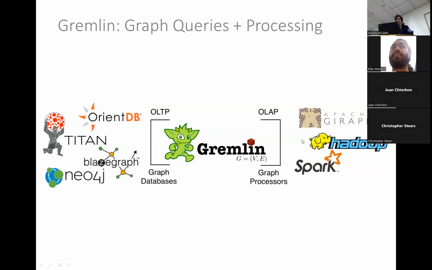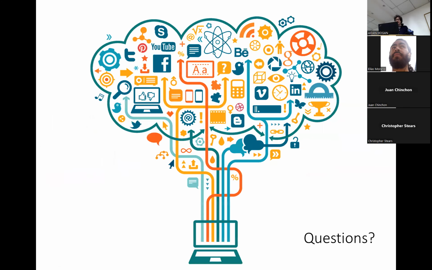So Gremlin, it is claimed, sits between these two worlds. It can be run OLTP or run OLAP using something like Spark or Giraffe, for example. But okay, that's Neo4j.